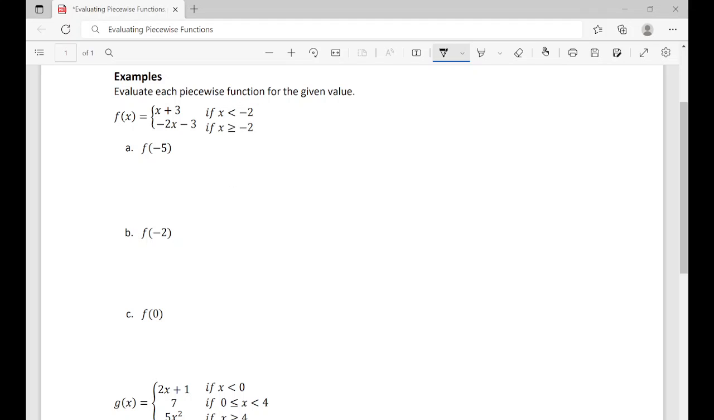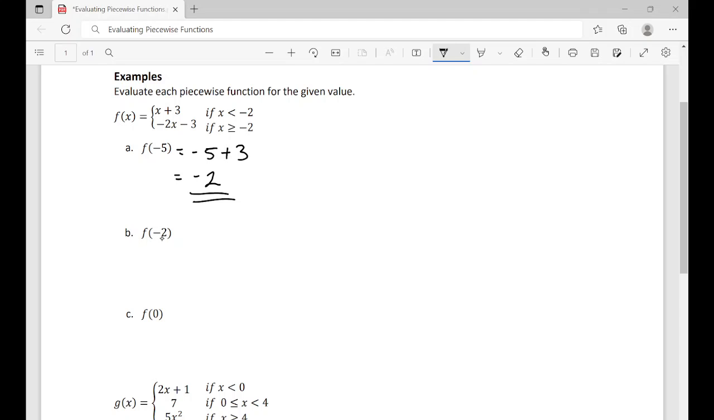So, is -5 less than -2? And the answer is yes, it is. So that means we're only going to be using this function here, x plus 3. So we're going to have -5 plus 3, which is going to give us -2. And that is the answer for the first one.